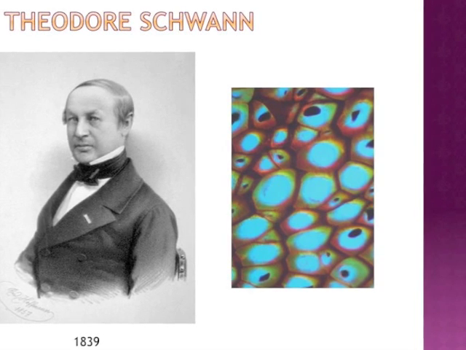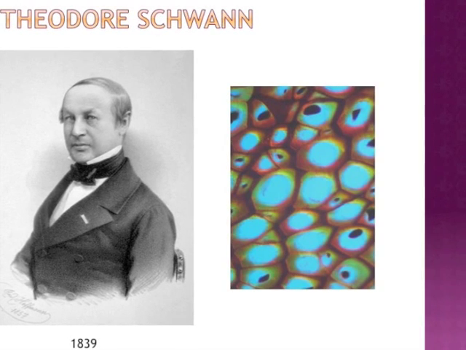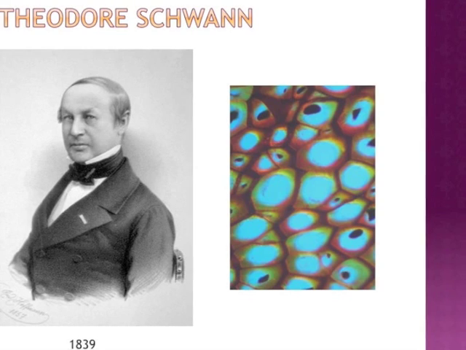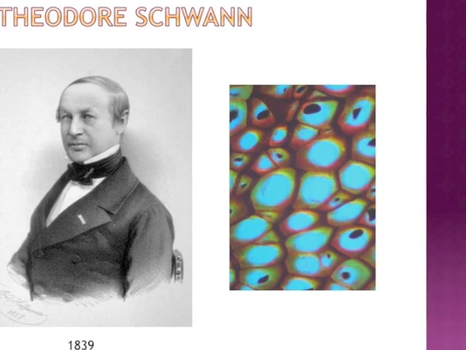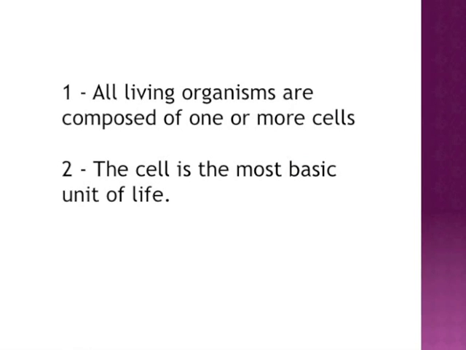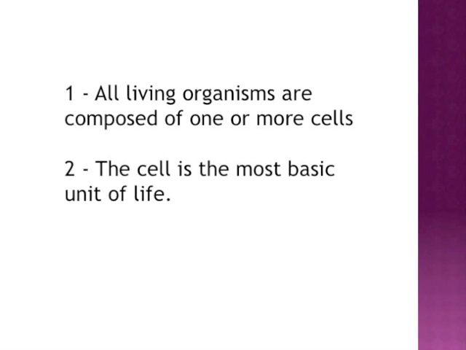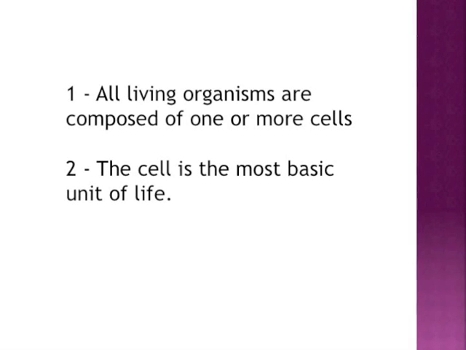Schleiden and Schwann had taken the information they learned from previous scientists, did more investigating on their own, then added to the existing knowledge about cells. Schwann is credited with organizing their findings into two main ideas. First, all living organisms are composed of one or more cells. Second, the cell is the most basic unit of life.